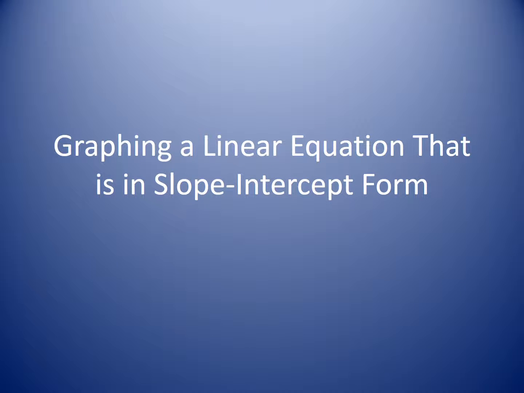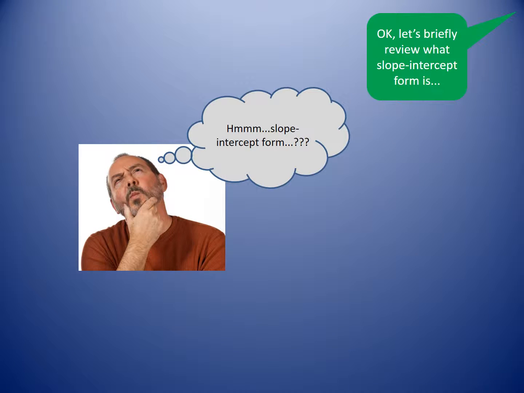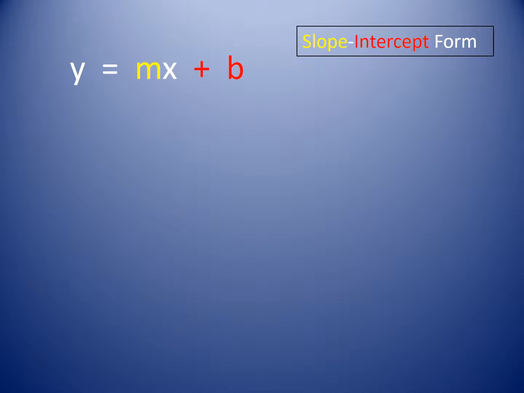In this video, we're going to discuss graphing a linear equation that is in slope-intercept form. Before we talk about graphing, perhaps we should just review briefly what slope-intercept form is. Slope-intercept form is just a special kind of equation. In this case, you can see the format of it is y equals mx plus b.